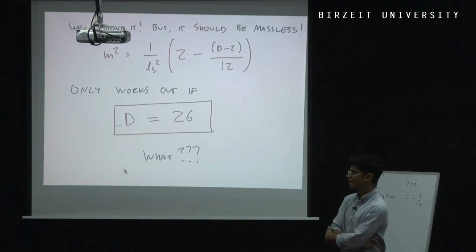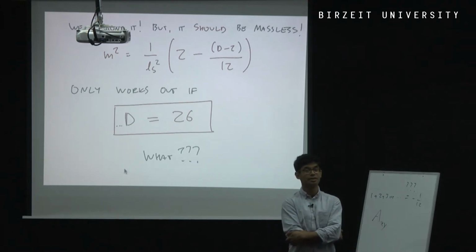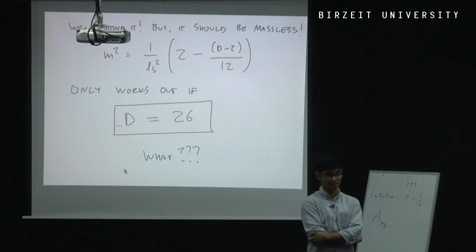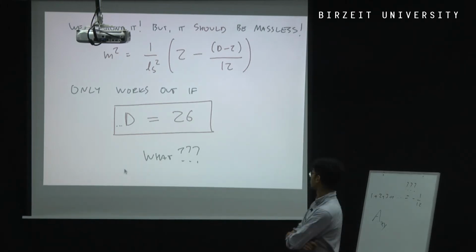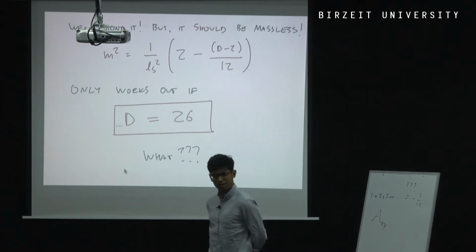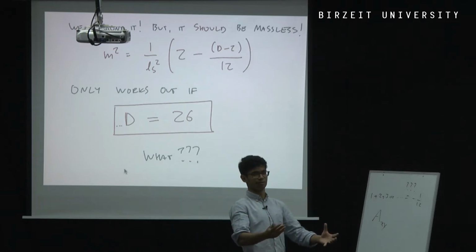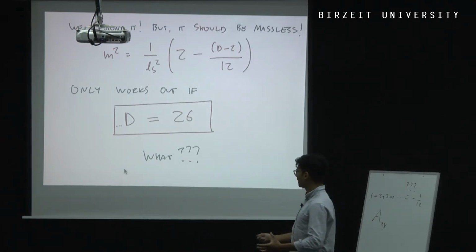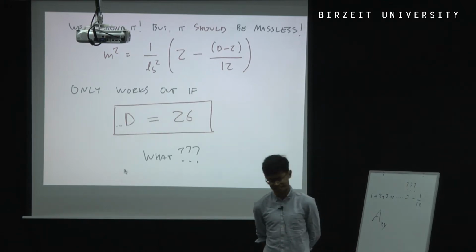It seems that it doesn't actually work unless d is equal to 26. If d is equal to 26, it works. The mass is 0. So this is very confusing because it's good. We found the graviton. Okay, the graviton is there. All right, it's right there, but its mass only works out to be the right number if d is 26.